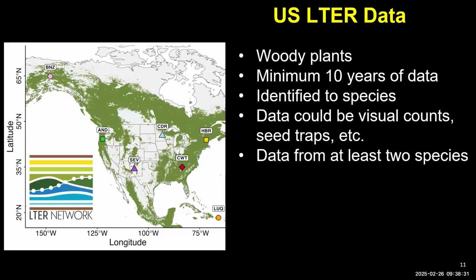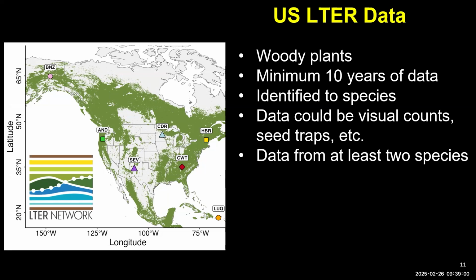So we did this using LTER data. We focused on woody plants. To be included in the study, there had to be a minimum of 10 years of data. The data on reproduction had to be identified to species because for this work, we also looked at species level traits. And so anything at the genus level or above would not be sufficient for that. And data could be either visual counts on individual plants, or they could be seed traps.